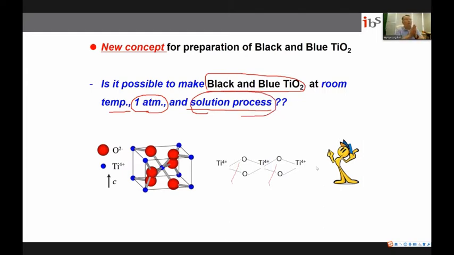Okay, so how can we achieve this? This is a half-century issue. As you can see, first our thinking, I have an experience. First our thinking is that, as you can see here, in TiO2, if you can break down this Ti-oxygen bond at room temperature, that is the issue.